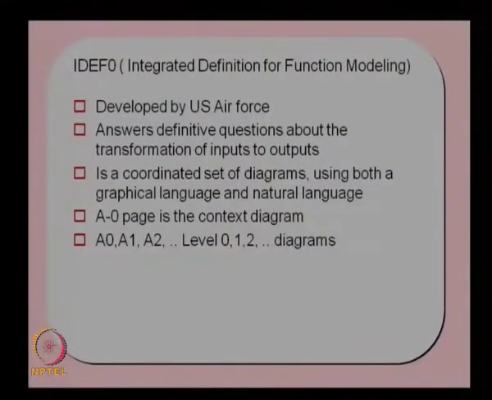So A-0 is the context diagram, and then we use different diagrams like A0, A1, A2, which are the level 0, 1, 2 diagrams. This goes on till we reach the final or last sub function, which we do not need to decompose further. The number of levels is not fixed, but depends on the system and its functions. So as I mentioned, there are different levels of diagrams.